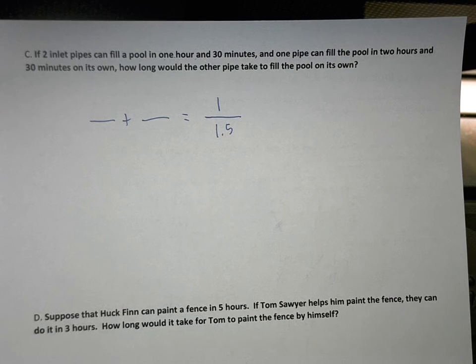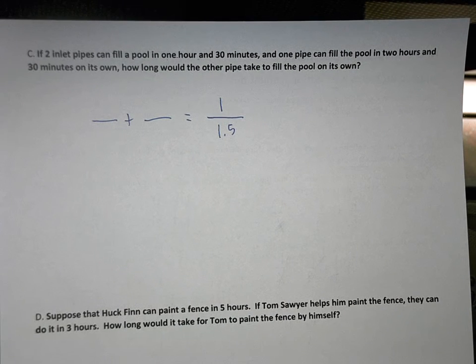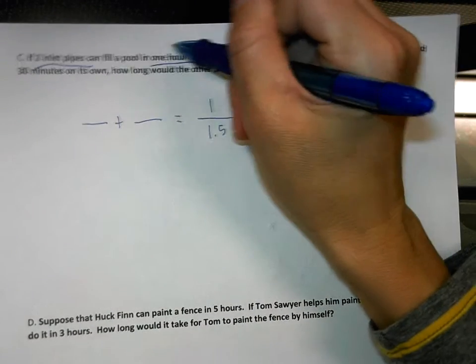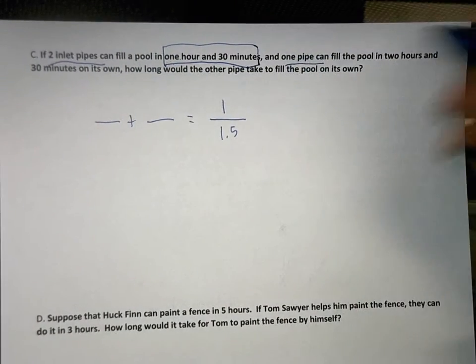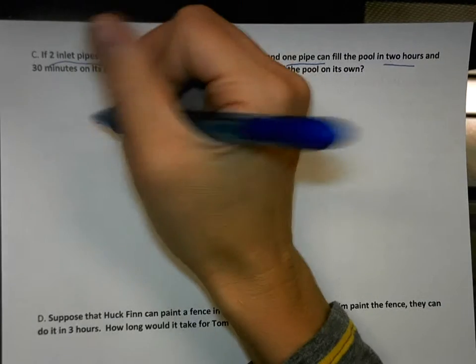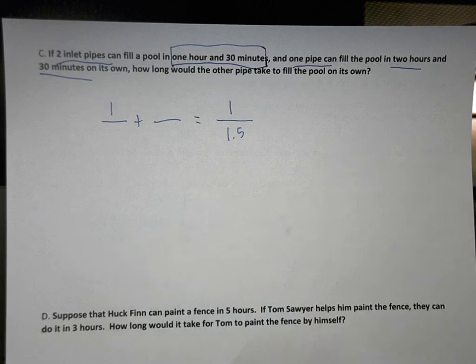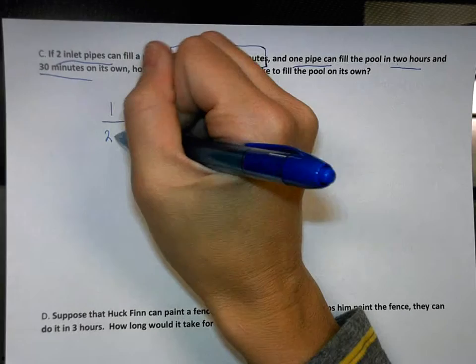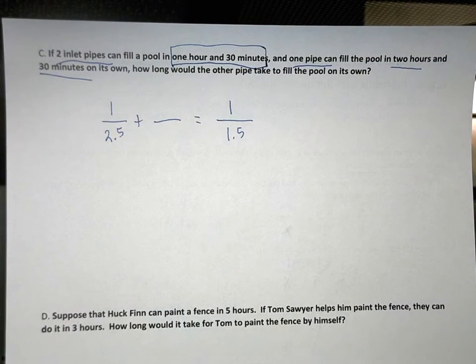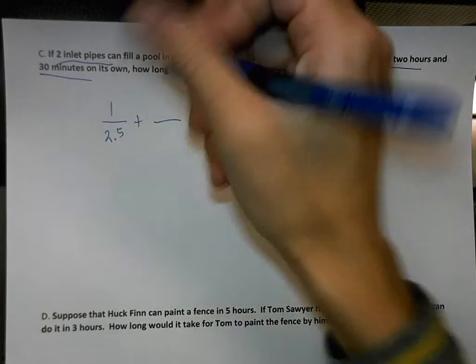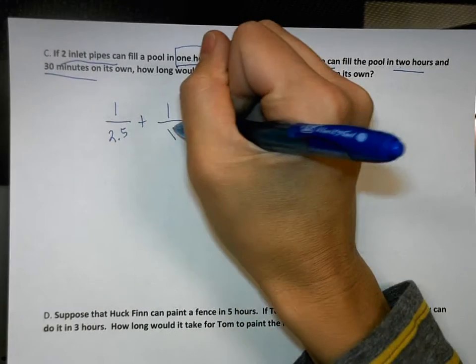I read this in a different way. Oh, okay. So this is the two working together, 1 hour and 30 minutes. Okay, it says one pipe can fill the pool in 2 hours and 30 minutes. So one job, 2.5 hours. And then it says, how long would the other pipe take to fill the pool on its own? So we don't know the other individual time. So that one, again, one job and then X time. And that's what we're trying to figure out.